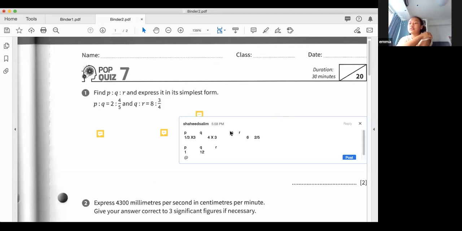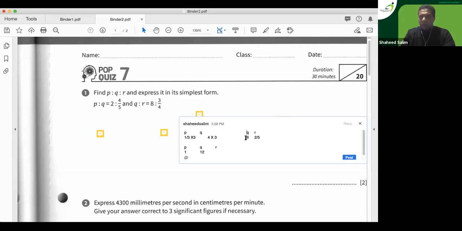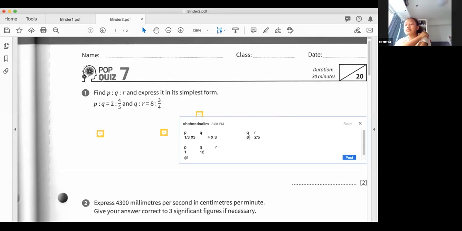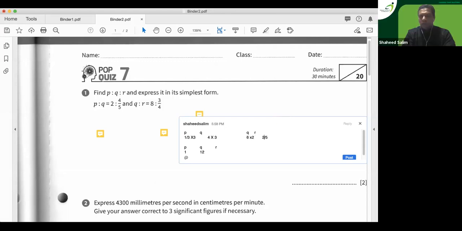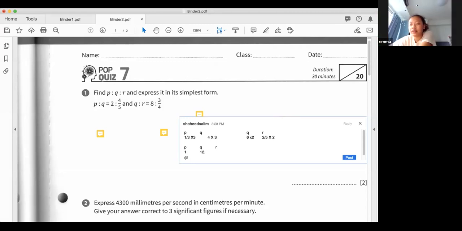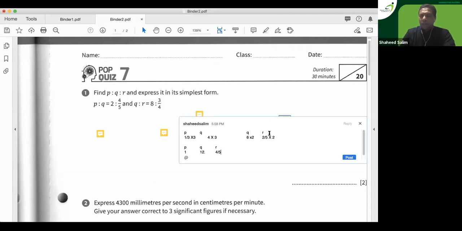Good. 2 over 5, is it 12? Not 2 over 5, because this one is 6. You must make it the same. How to get 12? Times by 2. This one also must times by 2. So what's your answer? 0.8, 4 over 5 lah. 2 over 5 times 2, 2 times 2, 4, 4 over 5, or 0.8, either one lah. Okay, you want to put 0.8 also, no problem. Are you getting it?